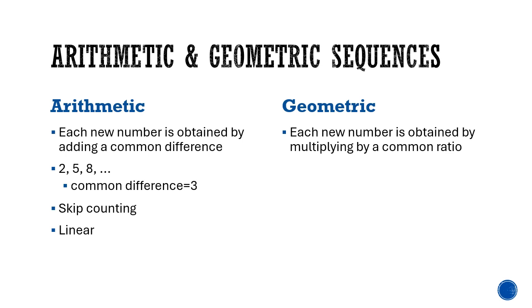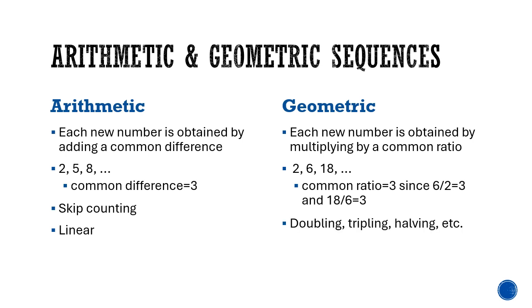In geometric sequences, each number is obtained by multiplying by a common ratio. For example, in the sequence 2, 6, 18, you get the next number by multiplying by 3. 3 is the common ratio since 6 divided by 2 is 3 and 18 divided by 6 is 3. You might think of these as doubling, tripling, halving, etc. And they are also exponential.